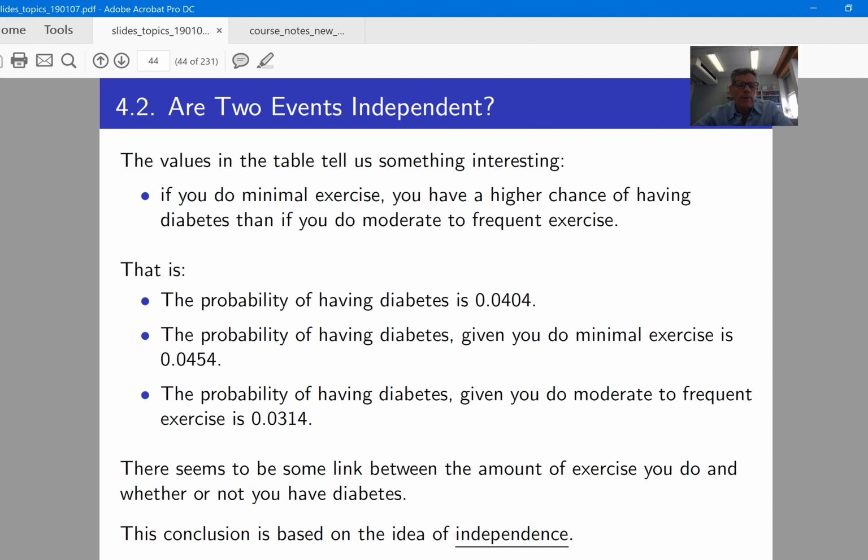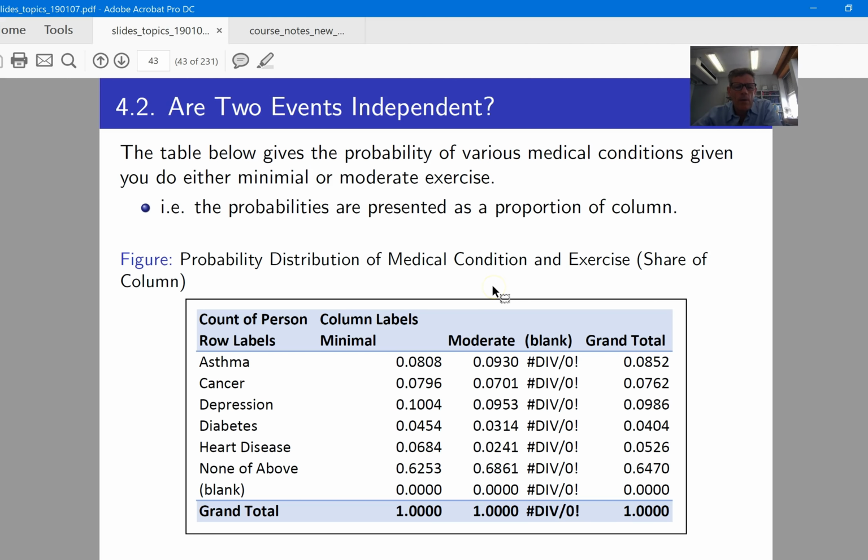So the way it works is the following. Let's just take diabetes, for example. We'll look at the three tables that we've got in the previous things. Let's concentrate on diabetes, and we're going to flick our way back over those three tables. The probability of having diabetes overall is 0.0404. Okay, so 4.04% of the population have diabetes. These are the conditional probabilities, conditional on your level of exercise. So we can actually get all the numbers we need from here.